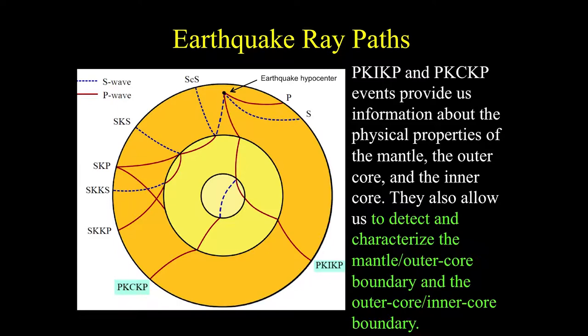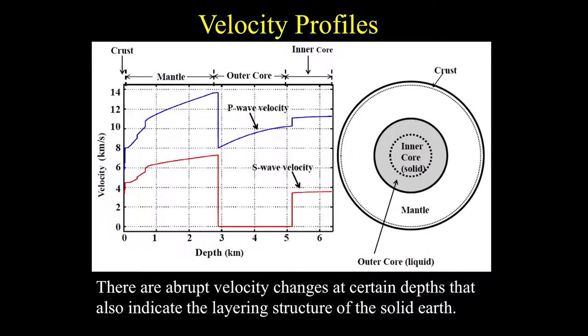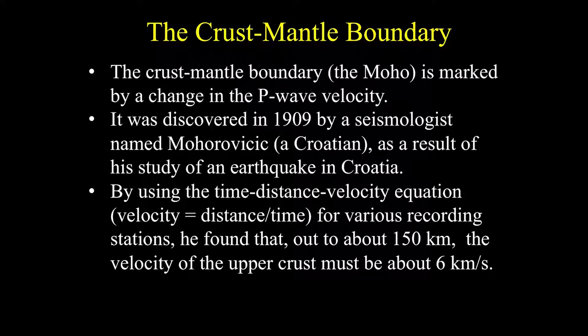There are abrupt velocity changes at certain depths that also indicate the layering structure of the solid earth. The crust mantle boundary, or the MOHO, is marked by a change in the P wave velocity. It was discovered in 1909 by a seismologist named Mohorovicic, a Croatian, as a result of his study of an earthquake in Croatia. By using the time-distance velocity equation for various recording stations, he found that out to about 150 kilometers, the velocity of the upper crust must be about 6 kilometers per second.